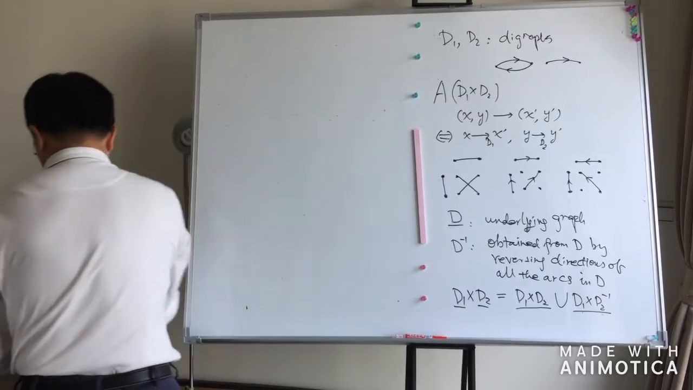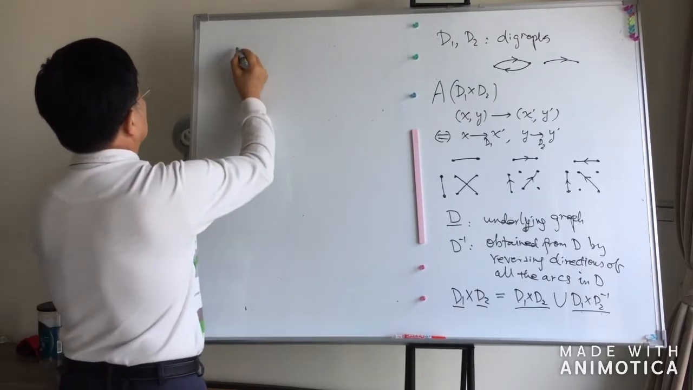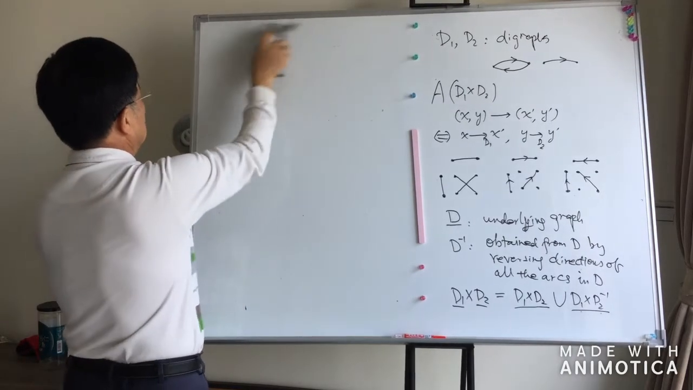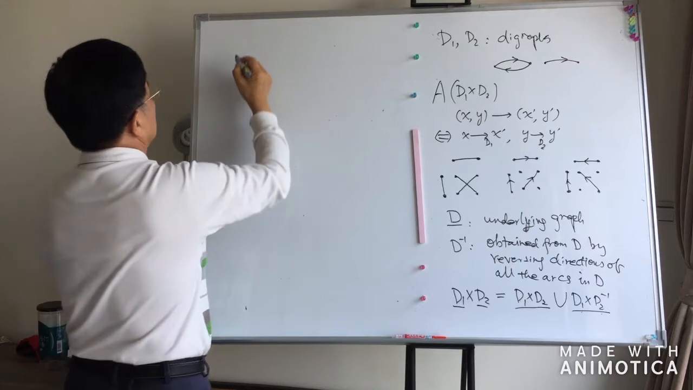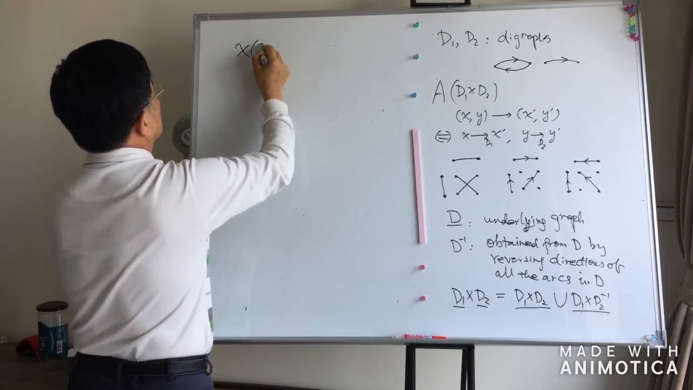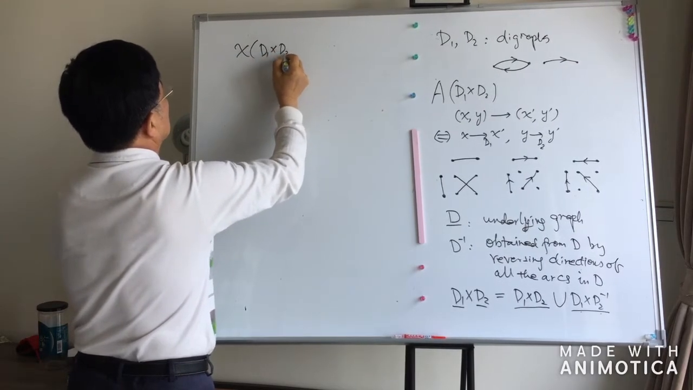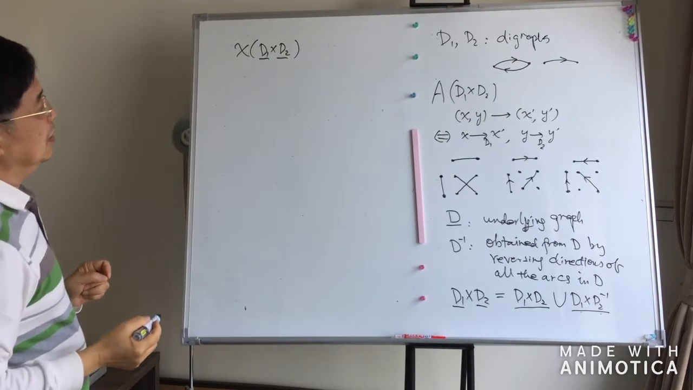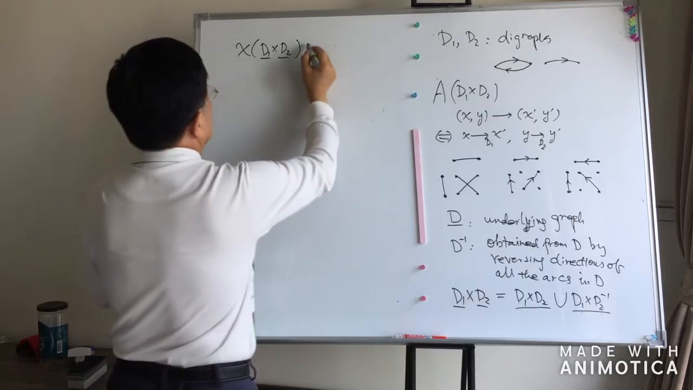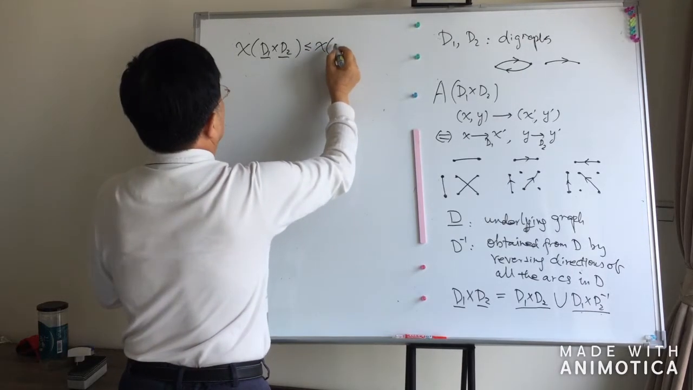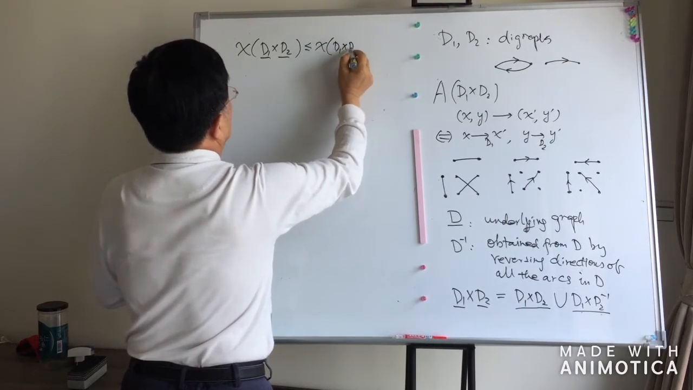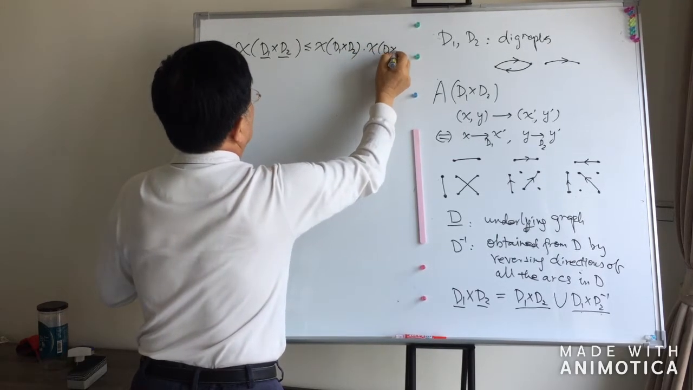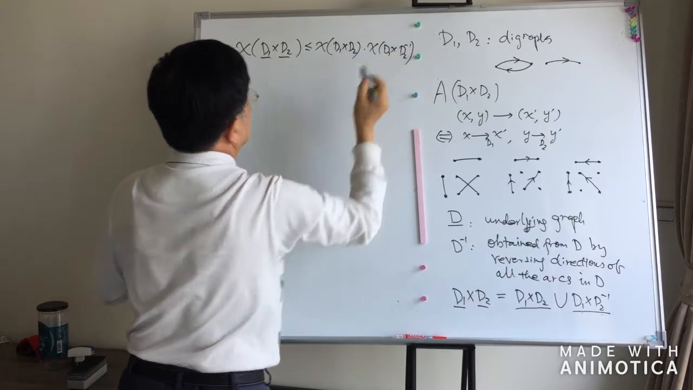inequality that the Cramér number of the product of two undirected graphs, this is the Cramér number of undirected graphs, is less than or equal to the Cramér number of D1 times D2 and times the Cramér number of D1 times D2 inverse. Okay.